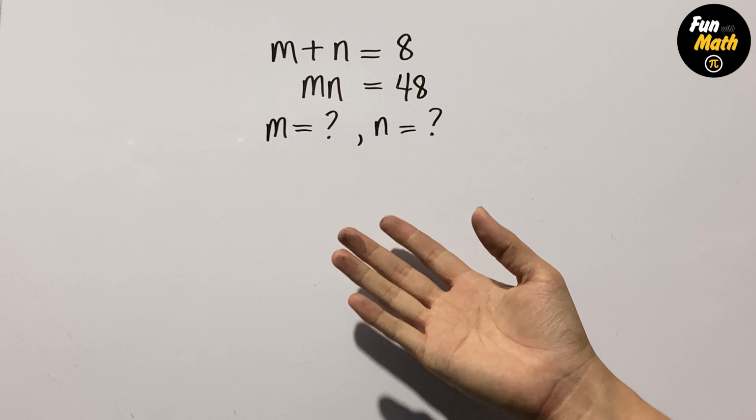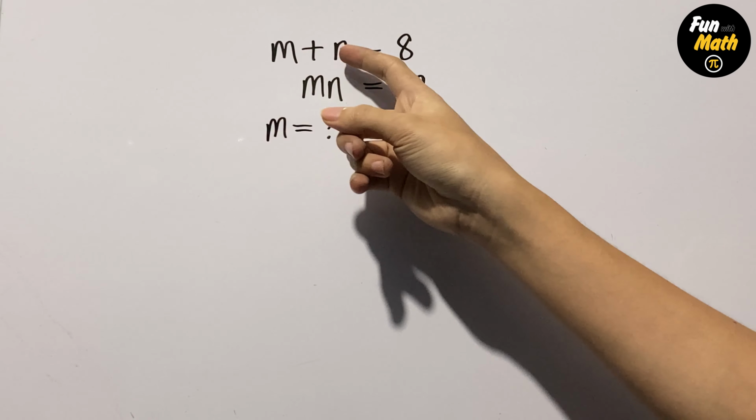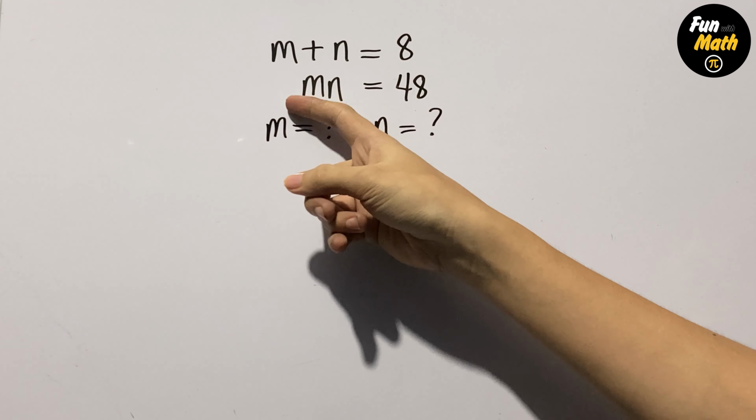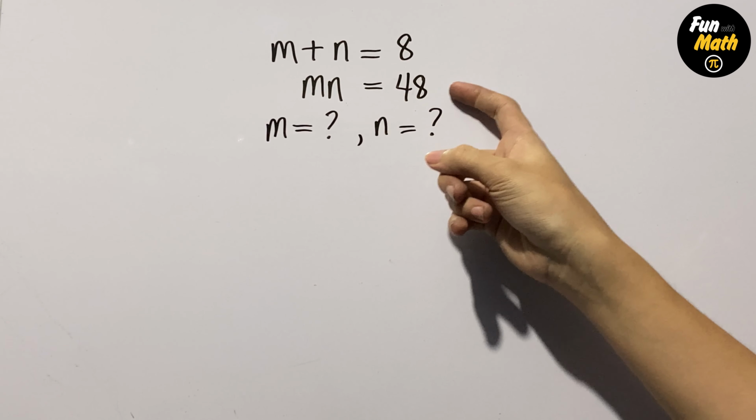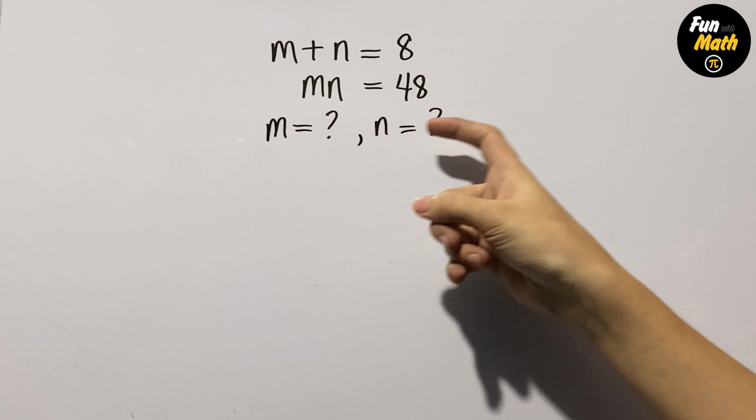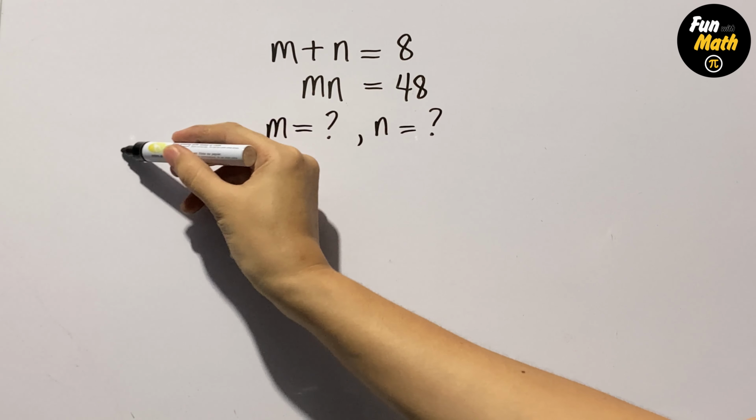So here's another maths problem. m plus n is equal to 8. mn is equal to 48. What is m and what is n? So here's the solution.